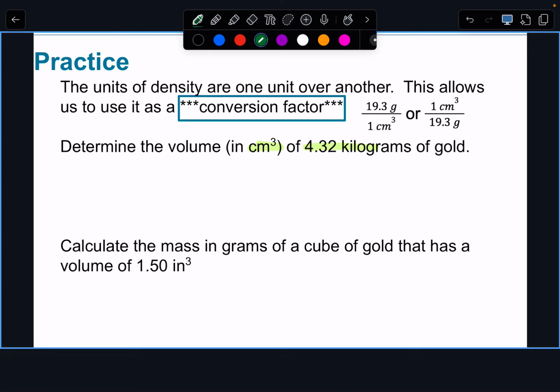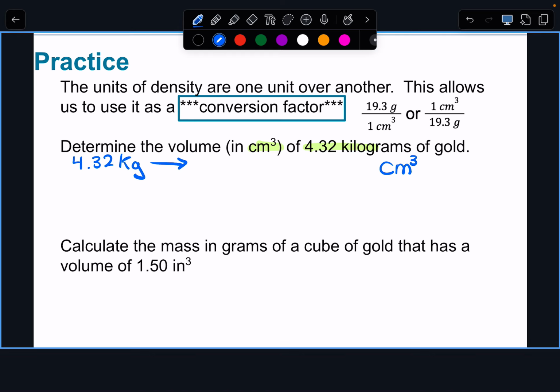In that instance, and I can't remember if we talked about this idea in this class or not, when you don't have a single conversion factor, I would recommend using what we call a unit route, which is basically just you're going to plan out your calculation. So I know I'm going to start with the kilograms, and I know I want to eventually get to centimeters cubed.